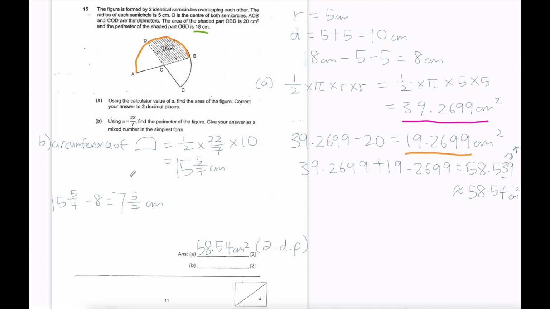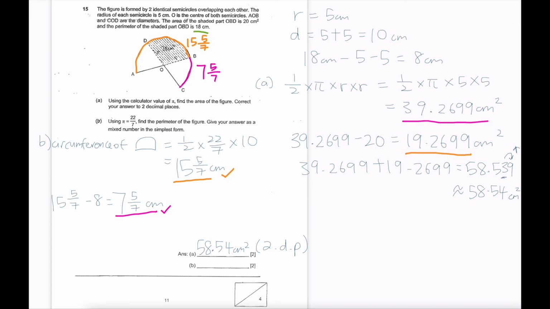Okay, so this semicircle is actually just 15 5/7, correct? We found it here. So let's use the same thing. I'm going to use a pink color. So I used 15 5/7 and I minus away 8, correct? Because just now we found out that the green part here was 8. So I'm going to get 7 5/7, and the 7 5/7 is actually here. Okay, so this part, 7 5/7.